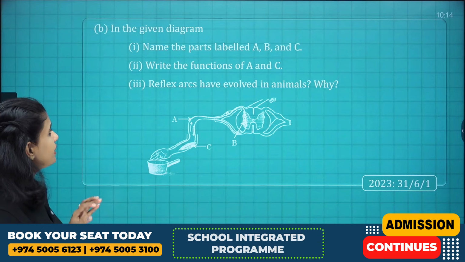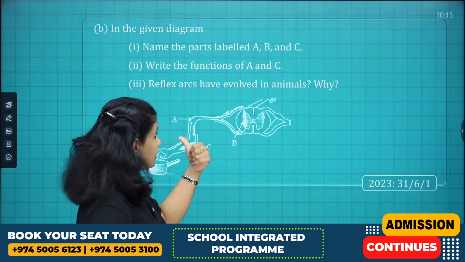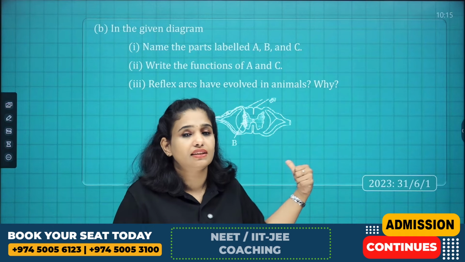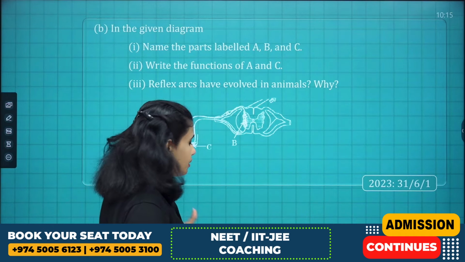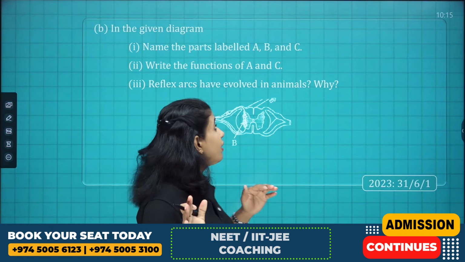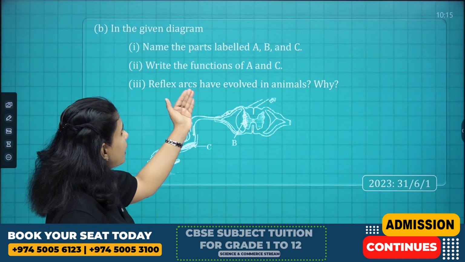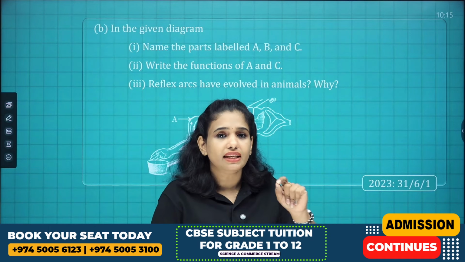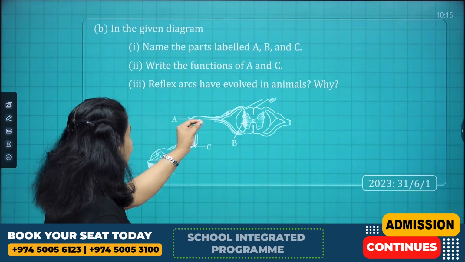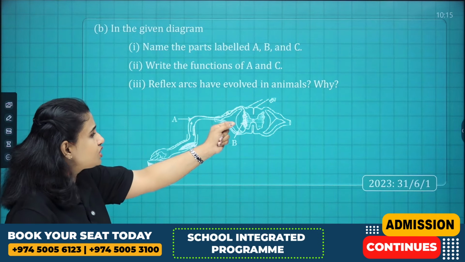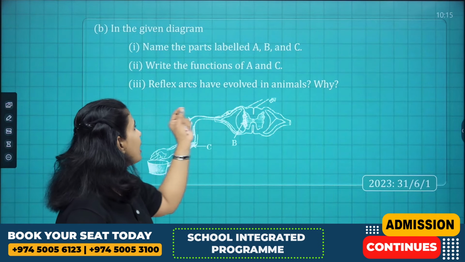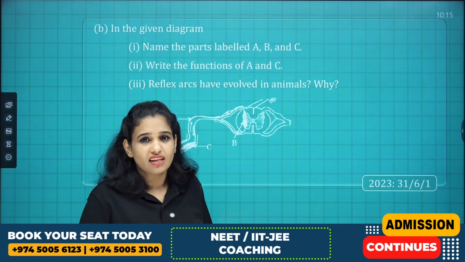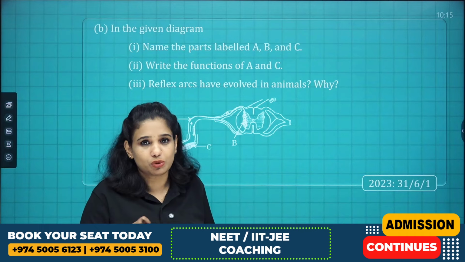Now in this given diagram, we know that it's a reflex action. It's a reflex arc or reflex action diagram you can see here. Now what you have to do? Name the parts labeled A, B and C. Then write the function of A and C. And, reflex arcs have evolved in animals. Why? So you have to answer three sub-questions.